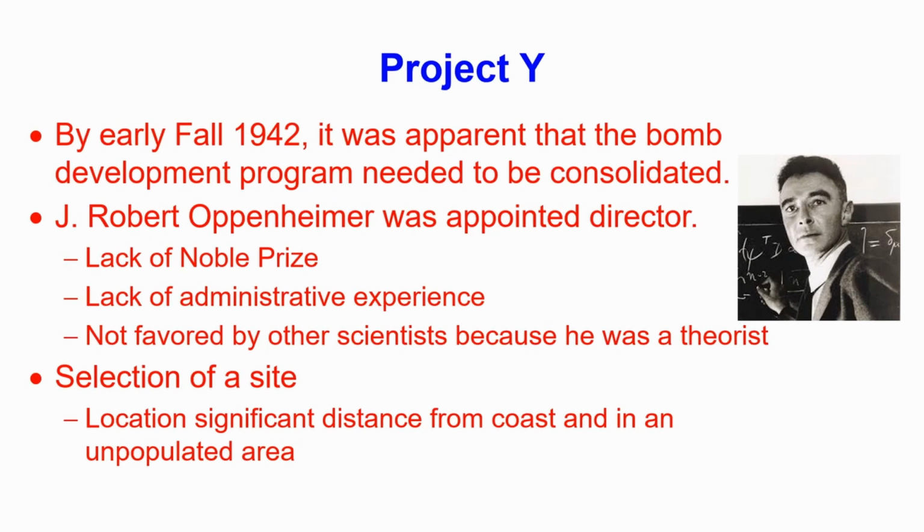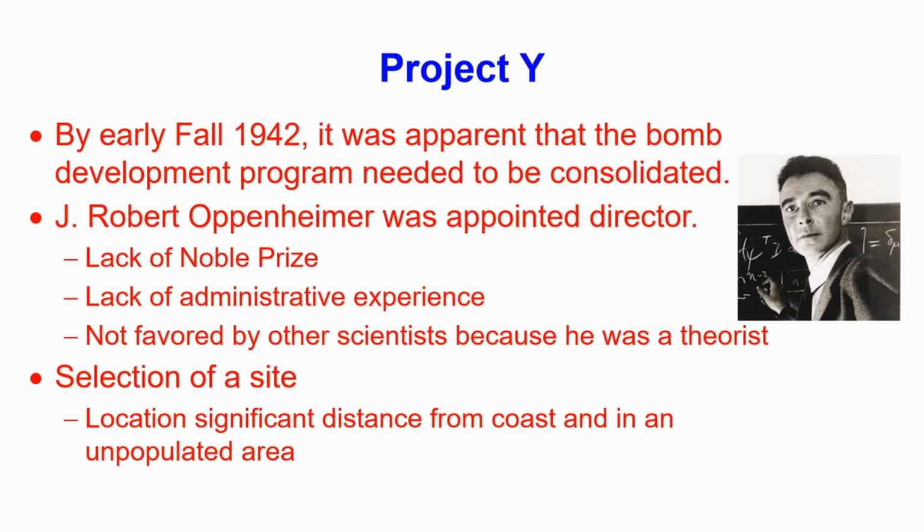So, early fall, Groves did a visit to Columbia, Chicago, Berkeley. And while he was at Berkeley, he met Robert Oppenheimer, and it became apparent to everyone at the time that there needed to be a new lab put forth which would be associated with the development of the bomb. And so Groves, after a period of time, appointed Oppenheimer the director.